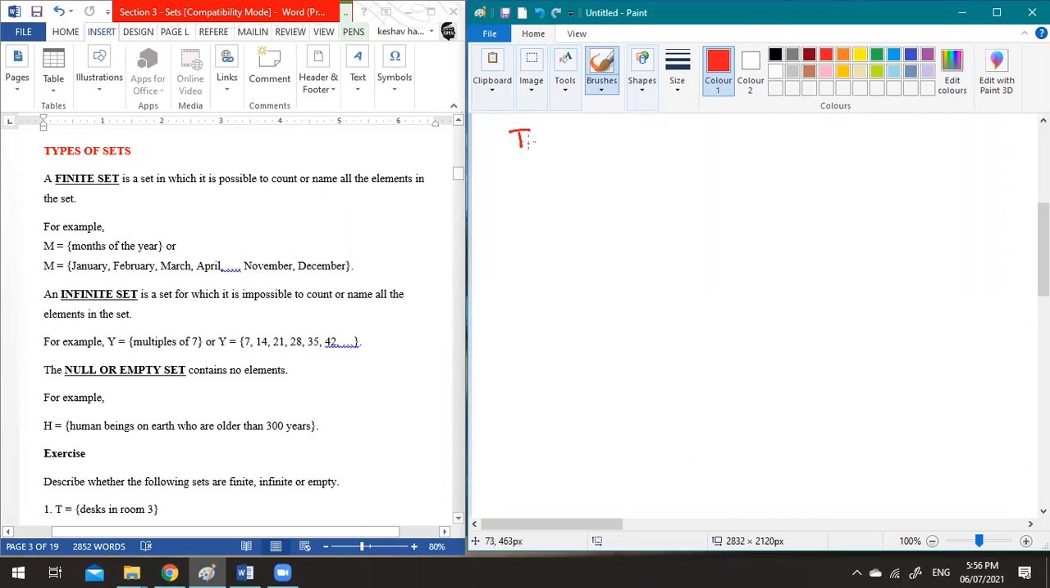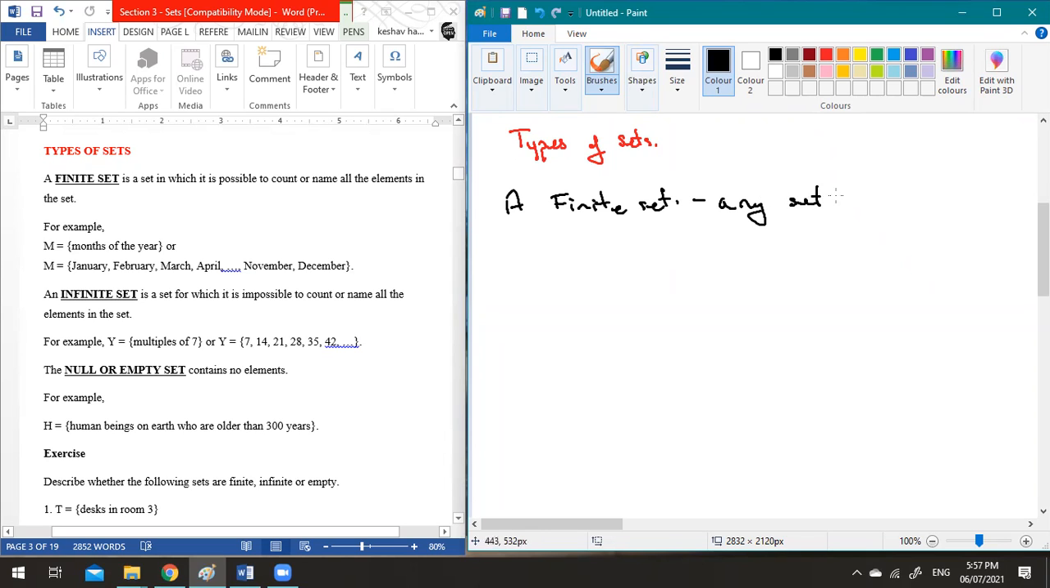Right, so we're going to start with types of sets. Now we touched on these topics in the table from before in the previous video, right? So a finite set. Excuse me for a second. So a finite set is any set that is possible to count all the elements, right?